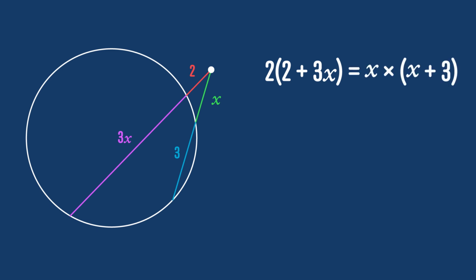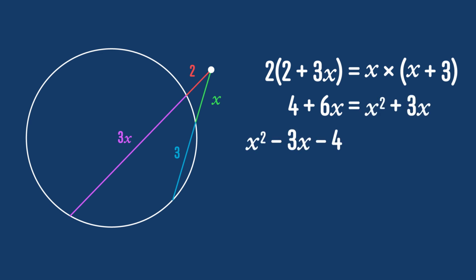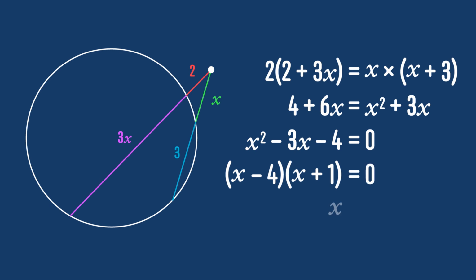we can multiply out to get 4 plus 6x equals x squared plus 3x, and rearrange to give x squared minus 3x minus 4 equals 0. This is a quadratic that we can factorise to give (x minus 4) times (x plus 1) equals 0, and so x equals 4 or negative 1. But negative 1 can't be a length in the diagram, and so we must have x equals 4.